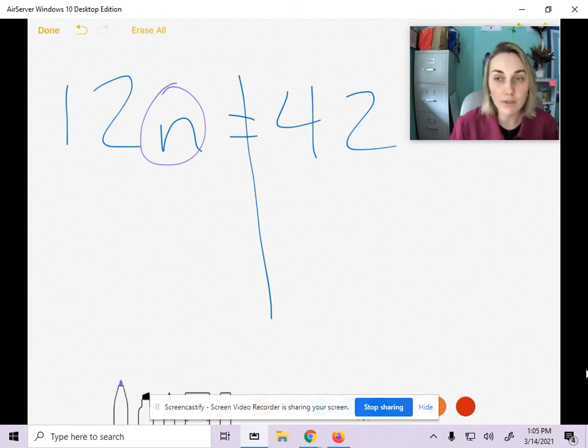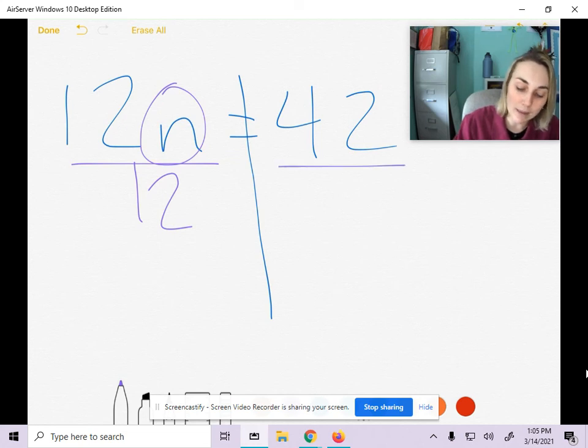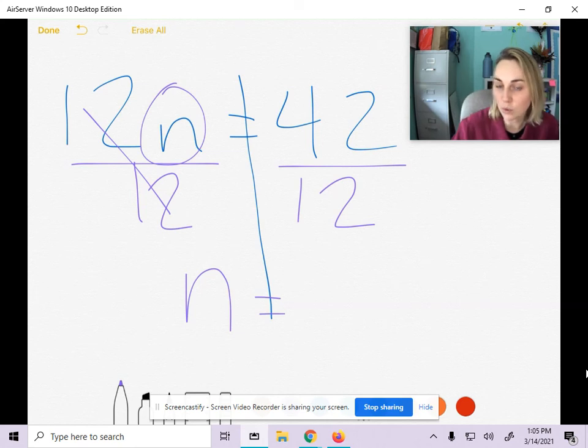And I want y'all to remember, whenever you have a number right next to a variable just like this, it is always going to be equal to multiplication. This is the same as saying 12 is getting multiplied by n. So the opposite of n getting multiplied by 12 is getting divided by 12. So that's what we have to do in order to get n by itself. And if we do it on one side of the balance beam, we have to do the exact same thing on the other side as well. So again, these cancel out, leaving us with just n. And then 42 divided by 12 is going to give us 3.5.